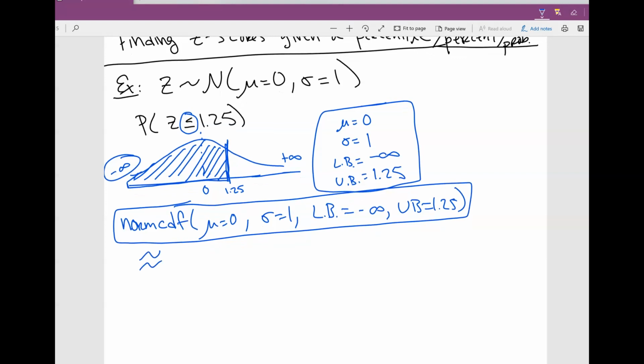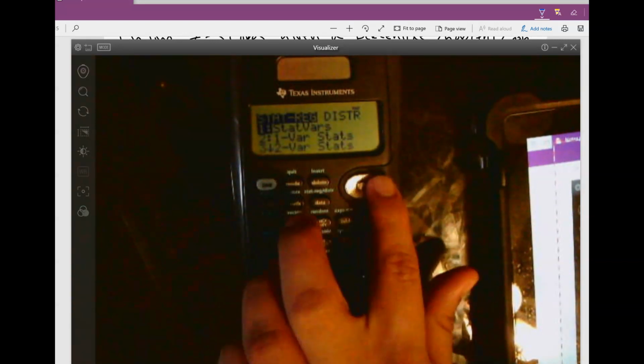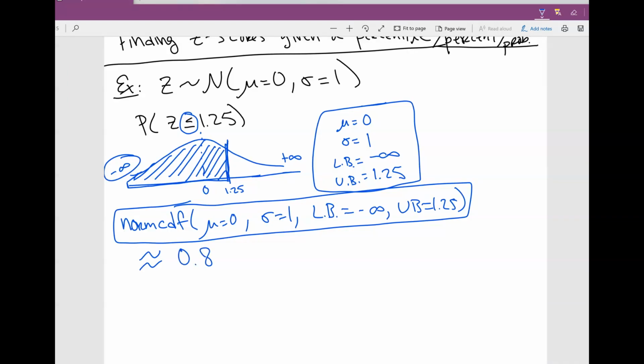Now let's figure out what this answer is going to be. Let's go to our calculator. We're going to do normal CDF: second, distributions, and go down to normal CDF. My mean was 0, my sigma was 1, my lower bound was negative infinity, so I'm going to leave it like that, and my upper bound was equal to 1.25. I'm going to calculate that, and I'm going to get 0.8944. That's going to be my probability for this one.